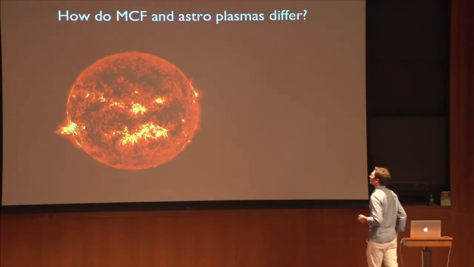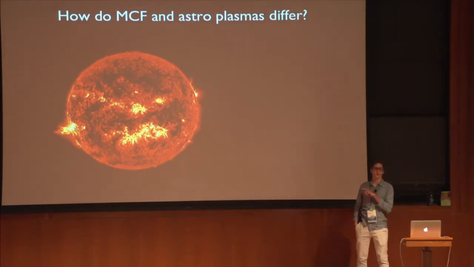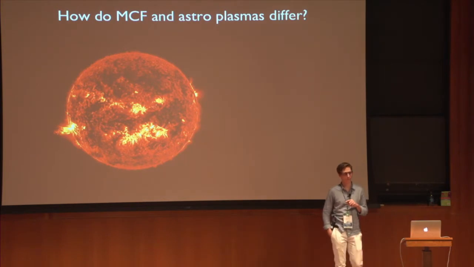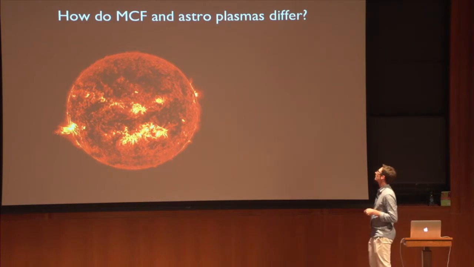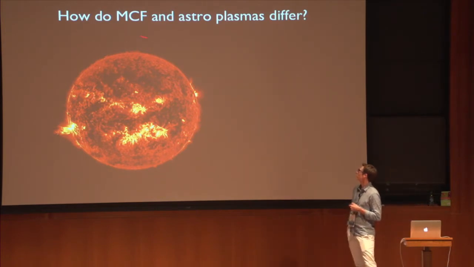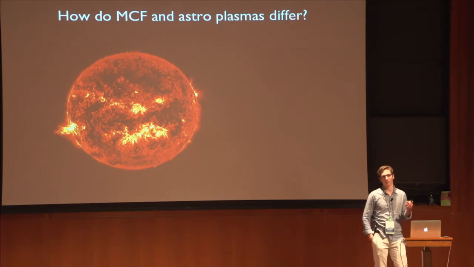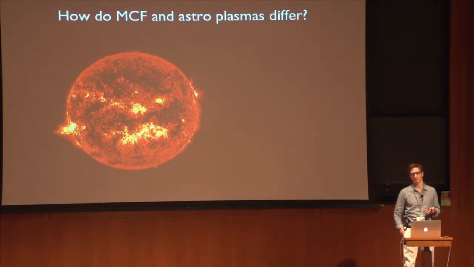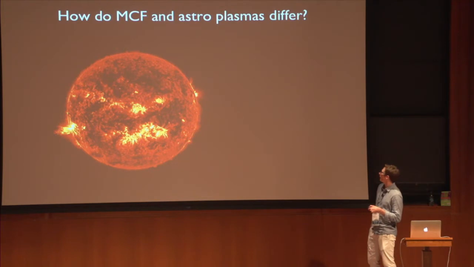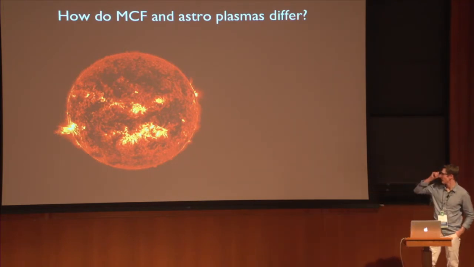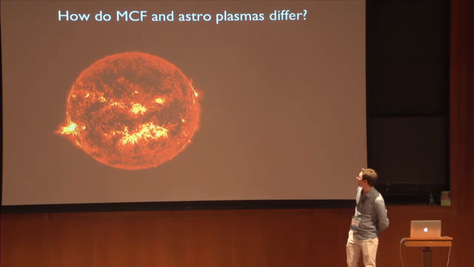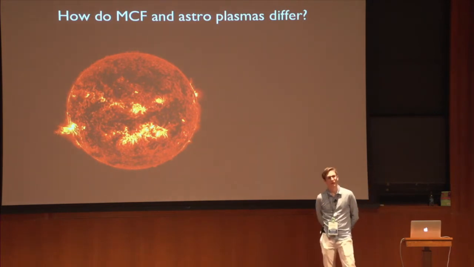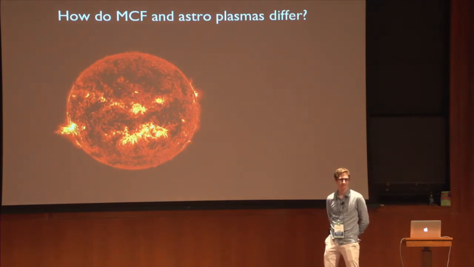So, as far as I'm aware, this is the only talk which is not on astrophysics during the summer school. And so I thought that it would be useful to start out by trying to illustrate how magnetic confinement fusion, or MCF plasmas, fundamentally differ from astrophysical plasmas. And so you can see how they differ here. What I'm showing you on the left-hand side is an example of an astrophysical plasma, the sun. And over on the other side here, I am showing you a magnetic confinement fusion plasma.